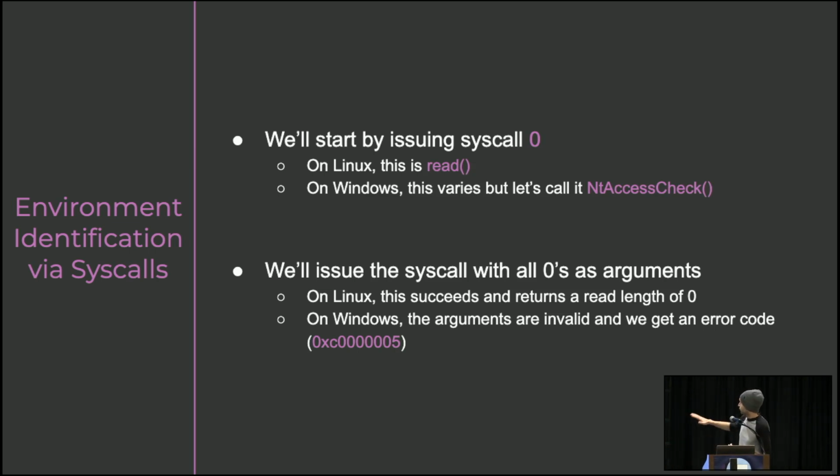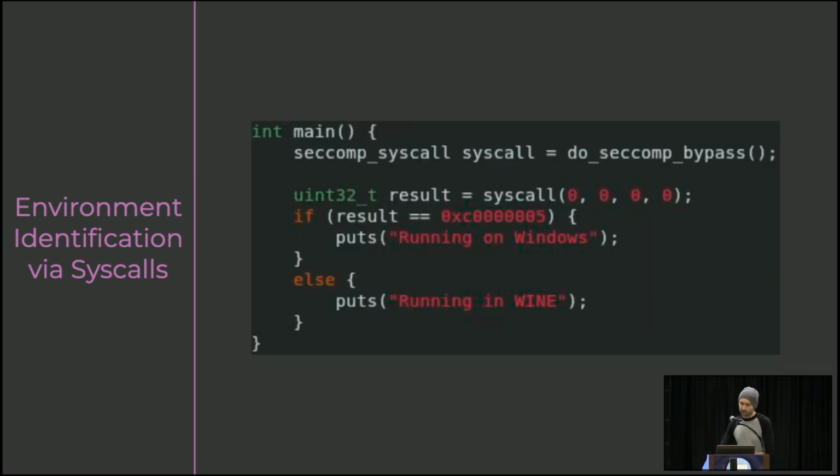On Linux, that's a perfectly valid syscall. We've asked the kernel to read 0 bytes from file descriptor 0, which is standard in. That's completely allowed, and it says, great, that worked perfectly, here's your 0 bytes. On Windows, we just gave it a bunch of incomprehensible garbage, so it's going to give us an error code instead. So based on the return value of the syscall, we can tell which environment we're on. This is super simple. We just issue our syscall with a bunch of zeros and ask, did we get that error code? Yes, we're on Windows. No, we're on Wine.